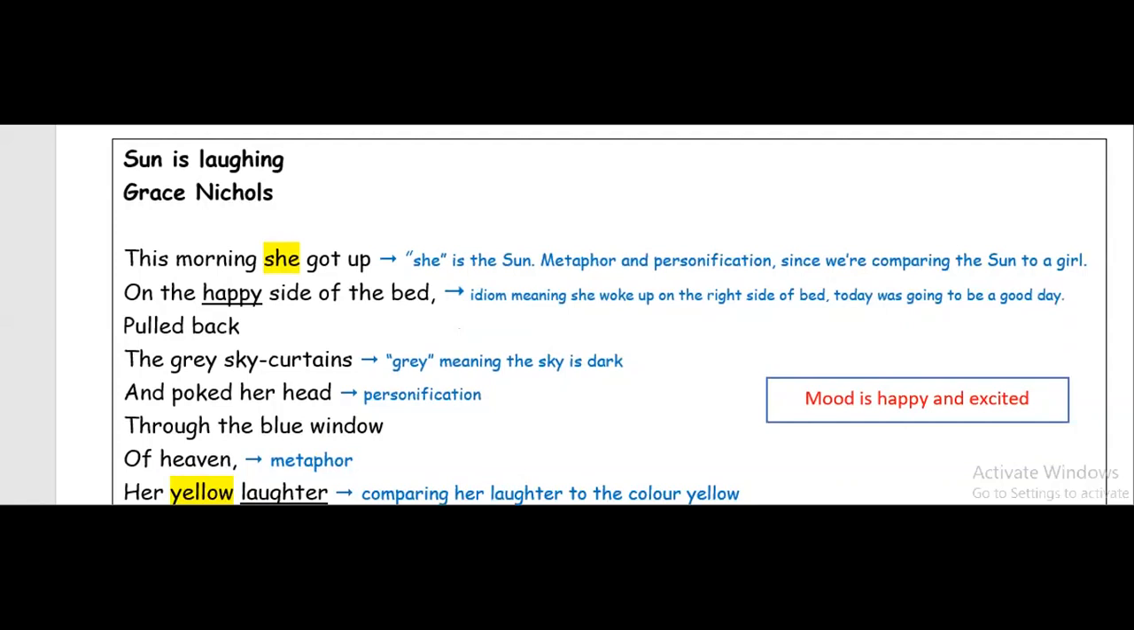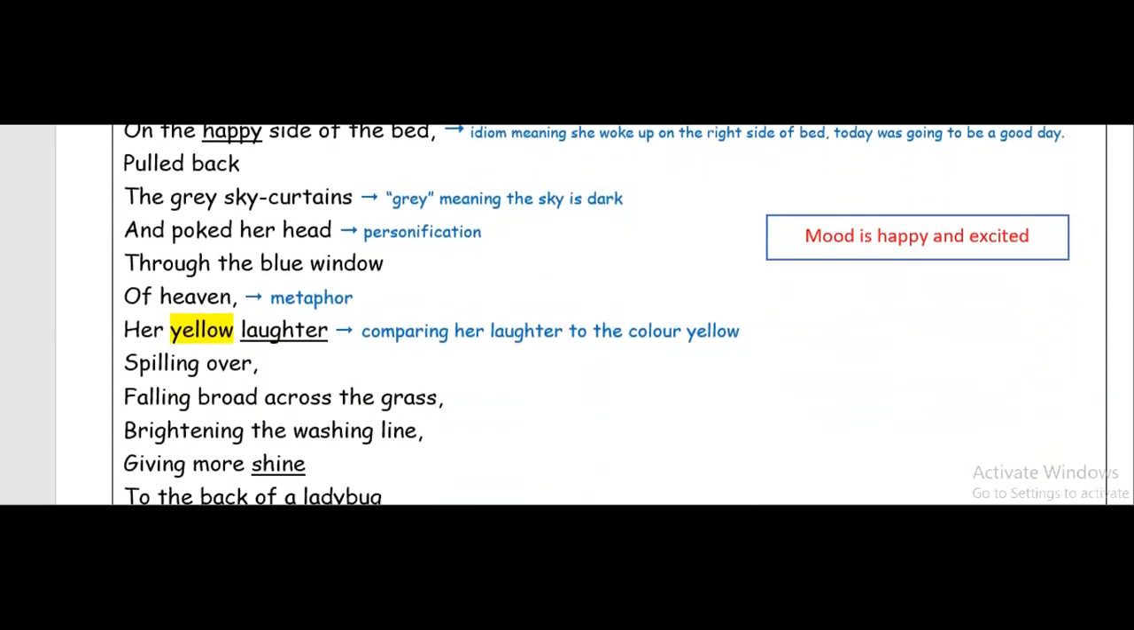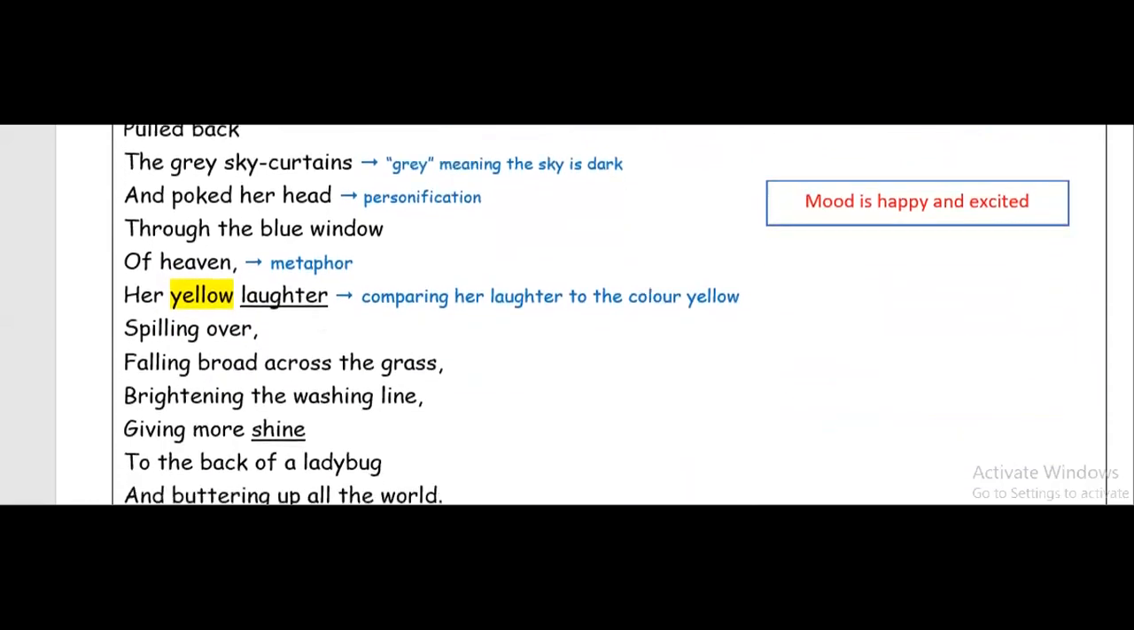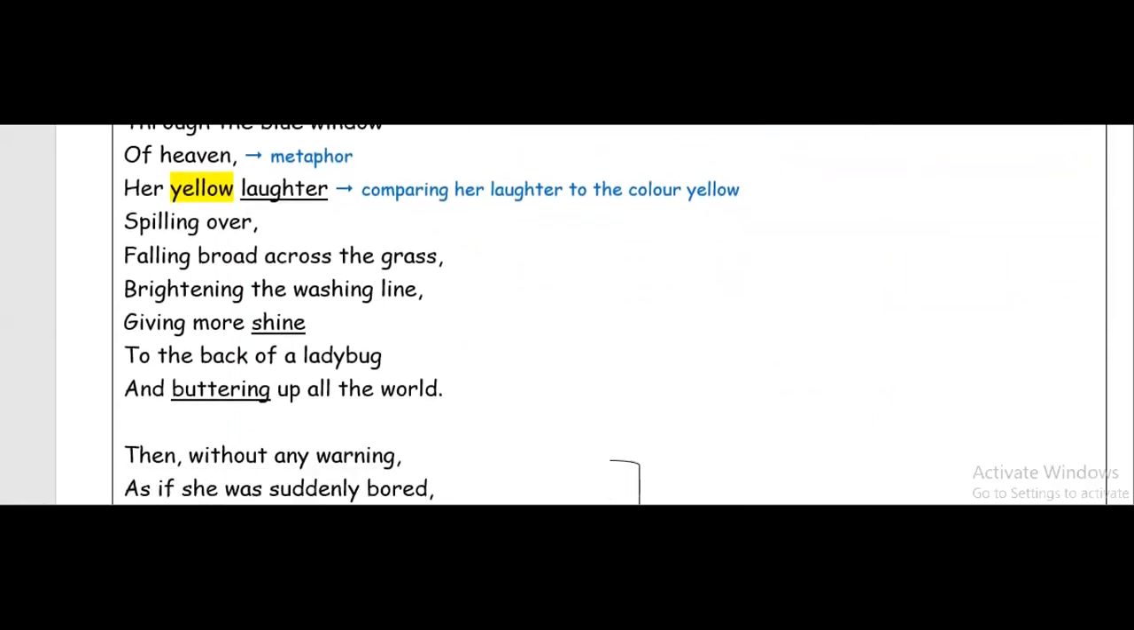This morning she got up, and we're only focusing on the text in black, by the way. On the happy side of the bed, pulled back the gray sky curtains, and poked her head through the blue window of heaven. Her yellow laughter spilling over, falling broad across the grass, brightening the washing line, giving more shine to the back of a ladybug, and buttering up all the world.